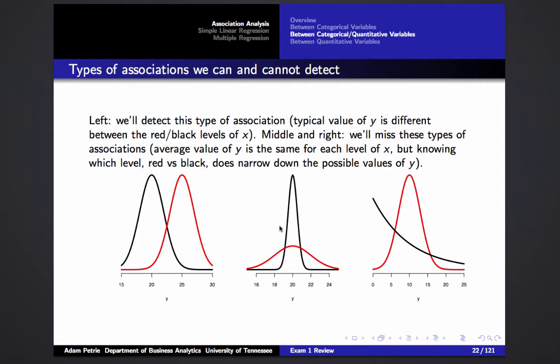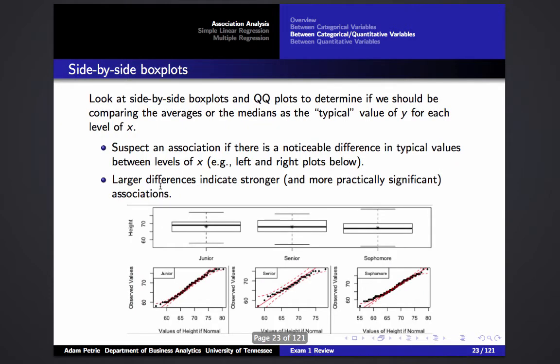So when we do our analysis, we're restricting ourselves to detecting only differences in typical values. We're not going to be able to tell the difference between, say, the typical spread in y values between two groups, or the frequency of low versus medium versus high values. It's only in the typical values themselves.